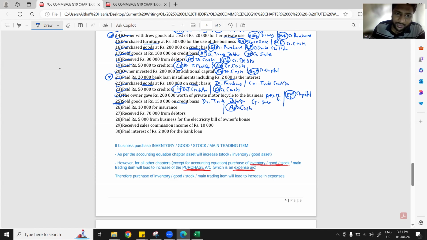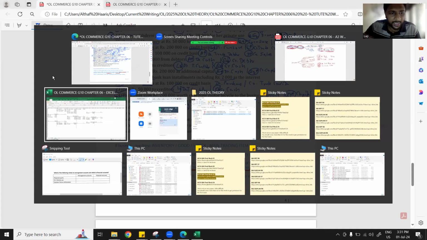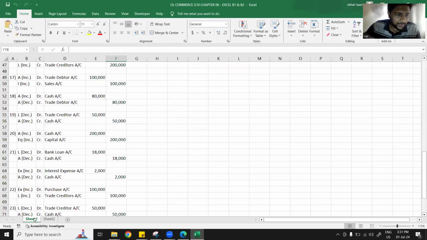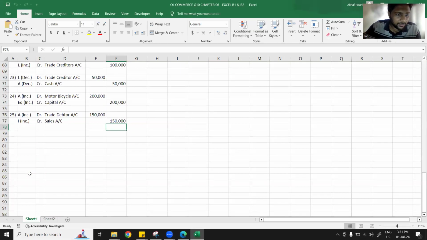And from the other side, you are paying insurance. So insurance is an expense for the business. Expenses are debit. So you should have the double entry paper with you. Here, insurance. Then debit insurance, credit cash. So let me write the double entry for the 26th one.